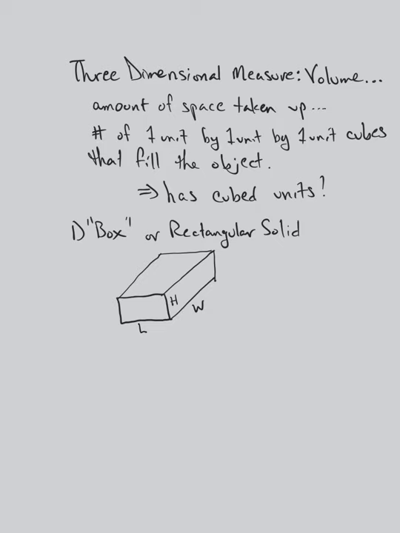All right, and so the letter we use to denote volume is V, and so for a rectangular solid, its volume is just you multiply the 3 dimensions. So we say length times width times height.